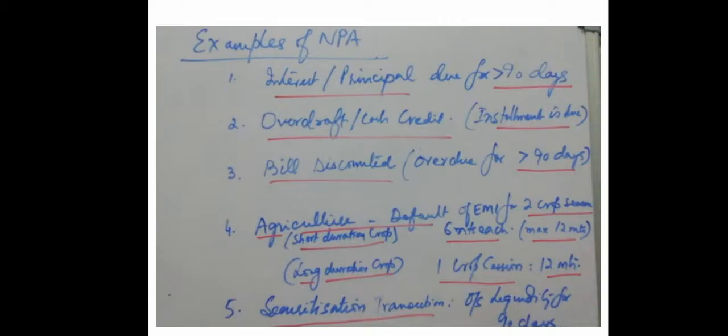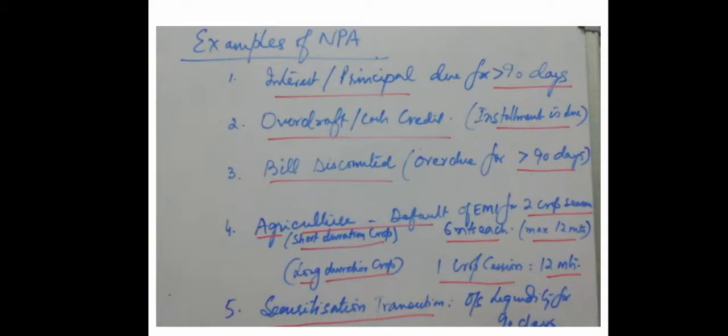So up to 90, no problem. If it is less than 90, you cannot term them as a default account. But if this default period is greater than 90, then you can term them into the NPA category. Now this is the first segment.